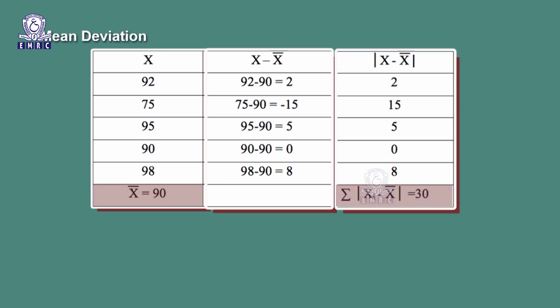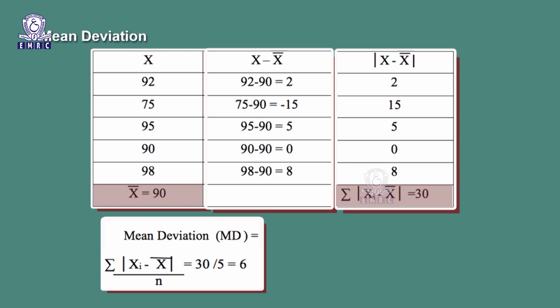Now, the third step is to calculate the total of the differences. So, 2 plus 15 plus 5 plus 8, which is equal to 30. Now, we have calculated the total of the differences, that is sigma of |xi minus x bar| is equal to 30. Mean deviation MD is equal to sigma of |xi minus x bar| divided by n, which is equal to 30 divided by 5, which is equal to 6. So, the mean deviation of the score is 6. So, we can say that on the average, the student's test scores deviated by 6 points from the mean.